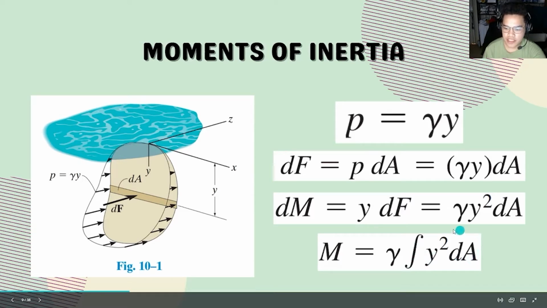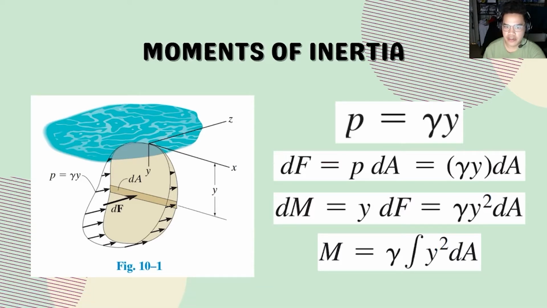Basically, the integral of y squared dA is sometimes referred to as the second moment of the area about an axis, which is the x-axis. But more often, it is called the moment of inertia of the area. The word inertia is used here since the formulation is similar to the mass moment of inertia, which is the integral of y squared dm, which is a dynamical property.